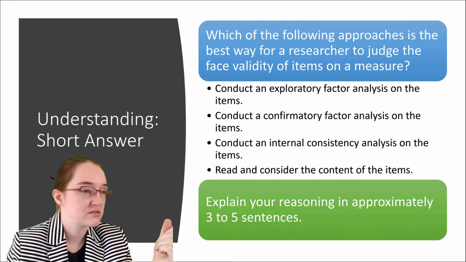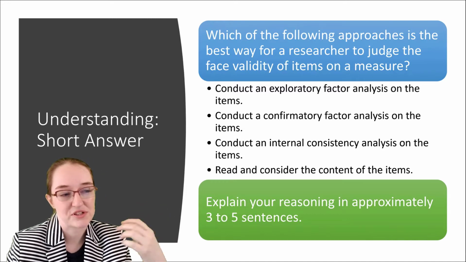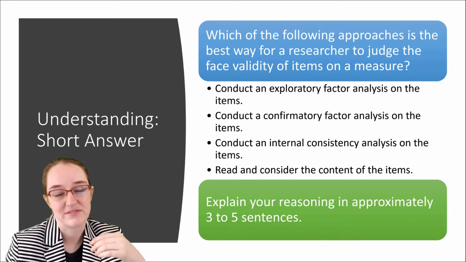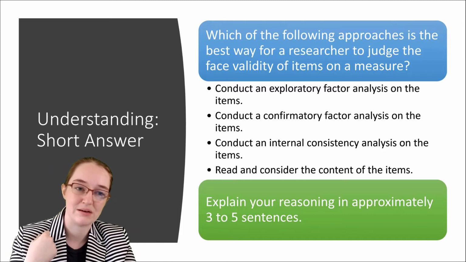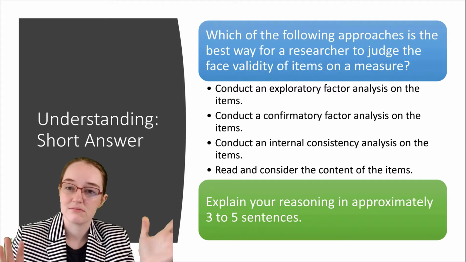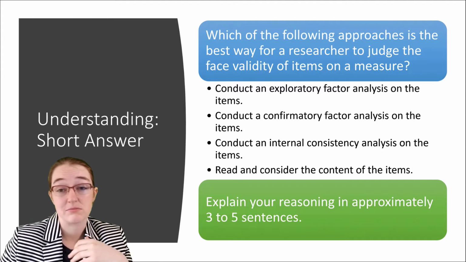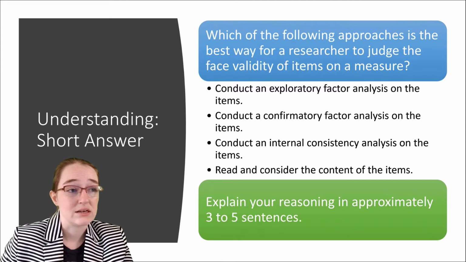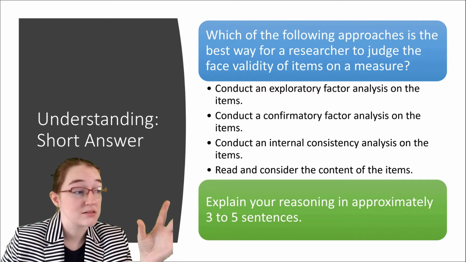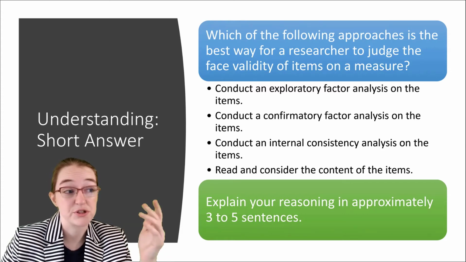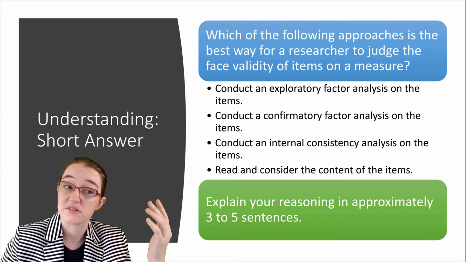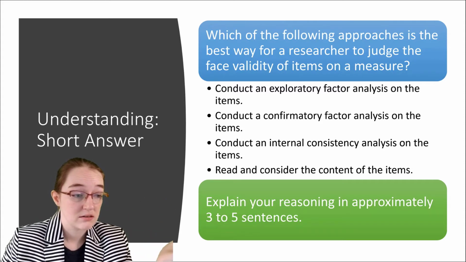Now here's kind of an understanding-y type question. Not all of these are going to be specifically applicable to us. I grabbed good examples from throughout the multiple review sessions as well as from my other classes. Which of the following ways is the best way for a researcher to judge the face validity of items in a measure? And so I'm giving you options.